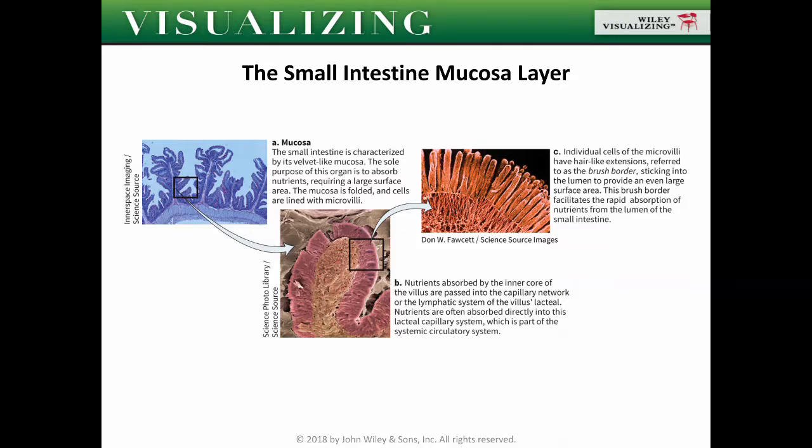So this is an actual view of the small intestine under a microscope. This is the mucosa layer. These are your villi. Looking at them closely, there are actually protrusions like that. These are individual cells of your villi with hair-like extensions. So these are individual cells themselves.